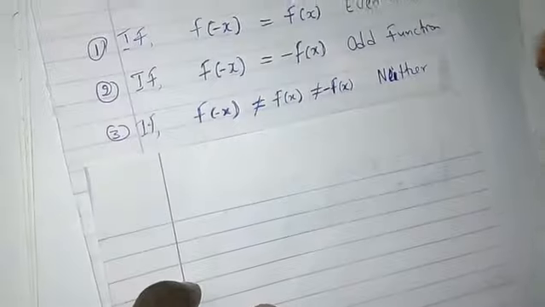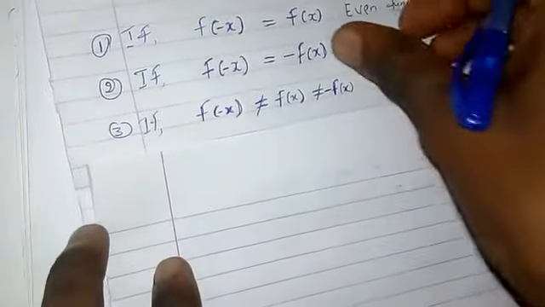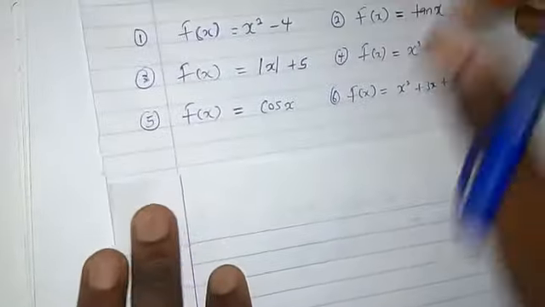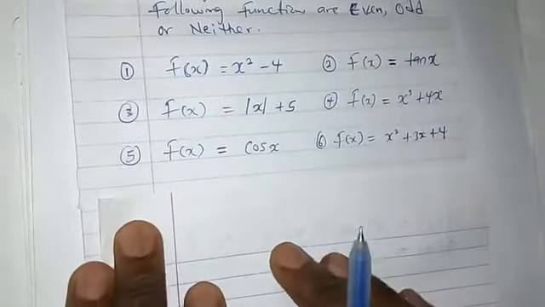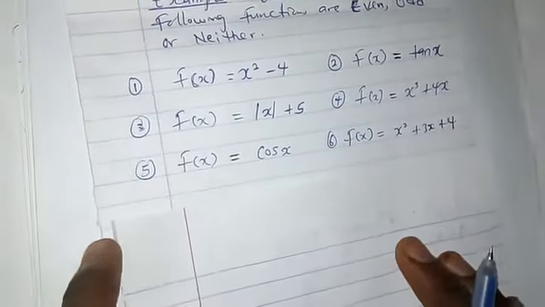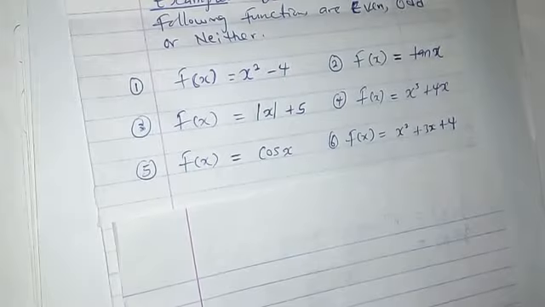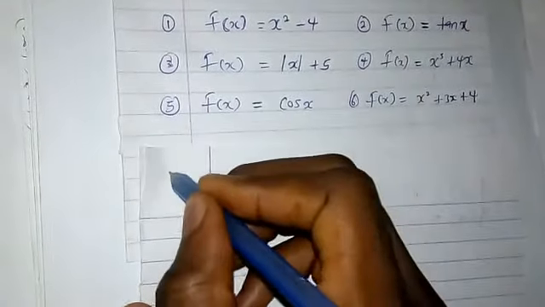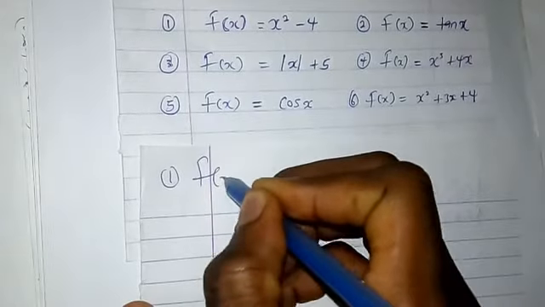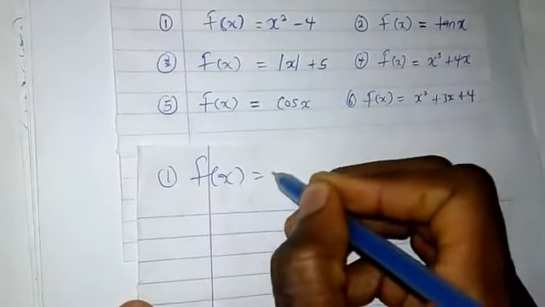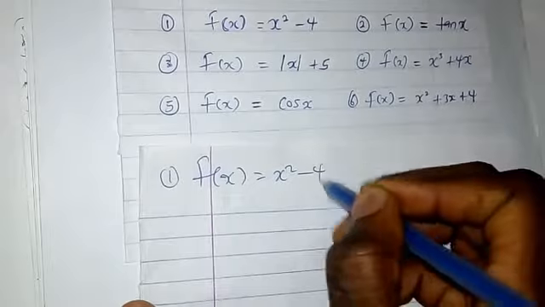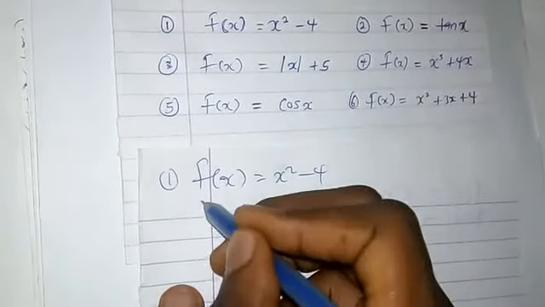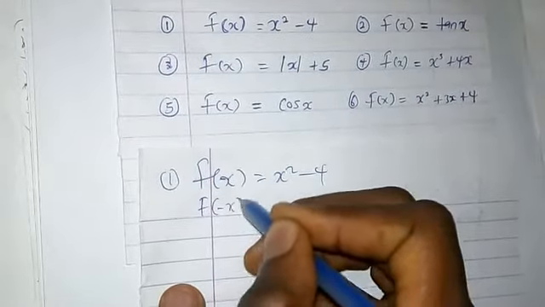So here we are going to treat some questions. We have questions 1 to 6, so we are going to treat them. I start with question 1. My question 1 is f of x equals x squared minus 4. Simply substitute for minus x to test.